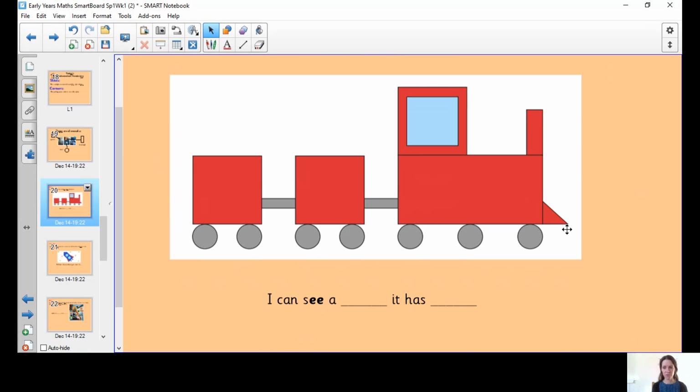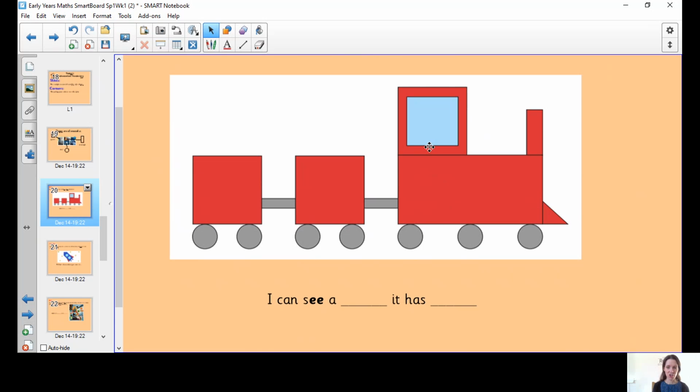I'm looking at the front of my train now and I can see that there is a triangle at the front. I know that it is a triangle because it has 1, 2, 3 pointy corners and 1, 2, 3 straight edges. Let me have a look and see.